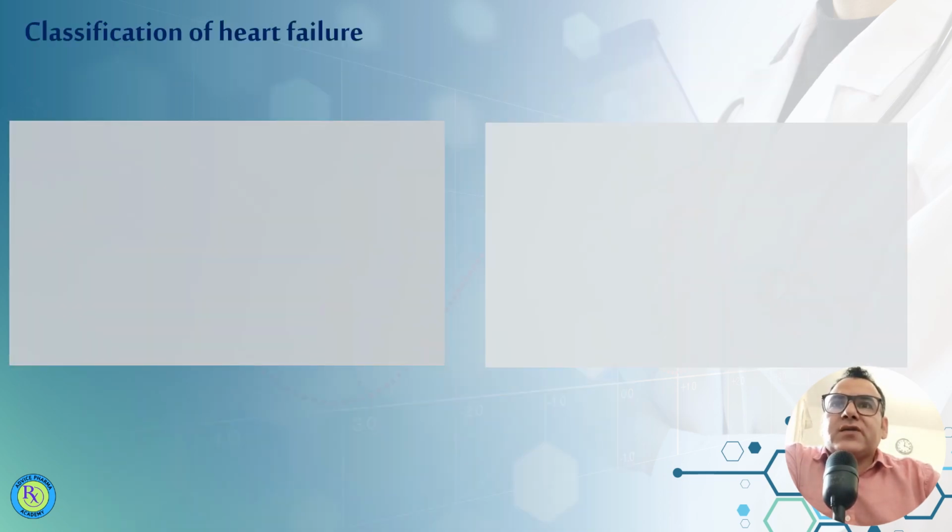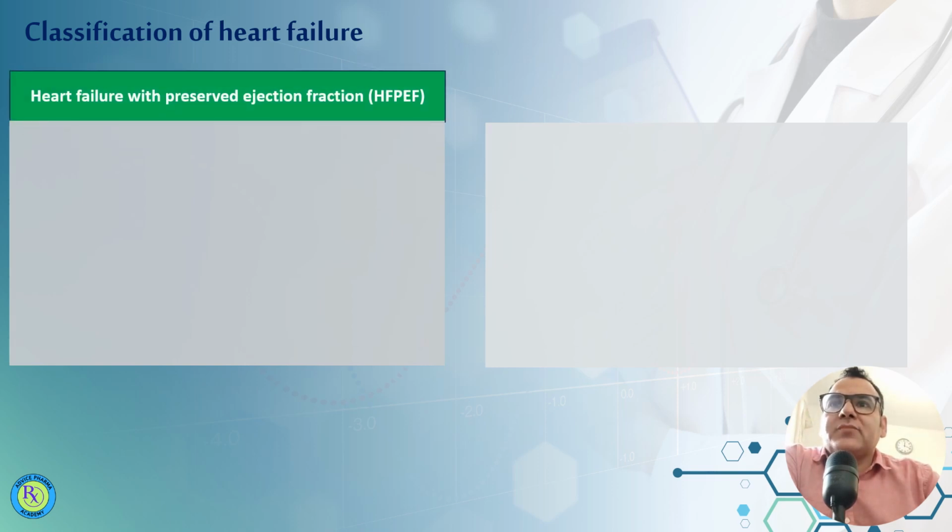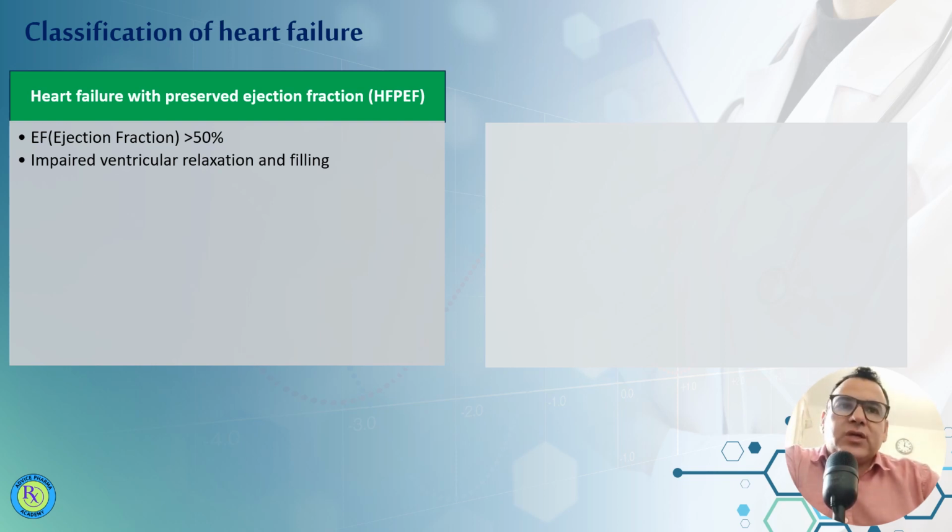So what is the classification of heart failure? Heart failure can be classified into two main types. First, heart failure with preserved ejection fraction, when the ejection fraction is still above 50, so the patient will still be comfortable. It is an impairment in ventricular relaxation or filling. So the issue here is the filling pressure of the heart, not the pumping pressure. Before, it was called diastolic heart failure because it is related to diastole.